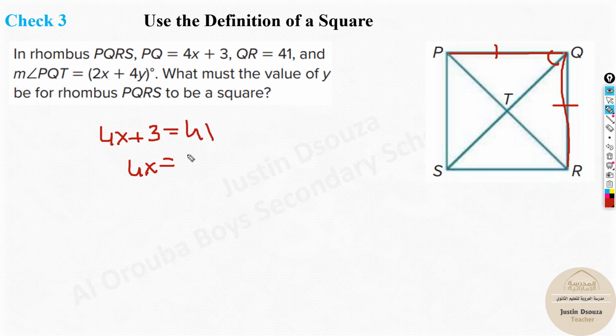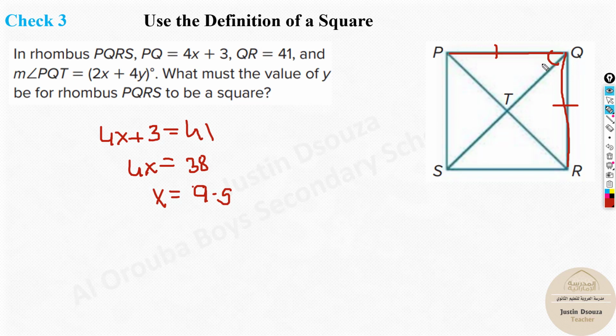4x equals 41 minus 3, it will be 38. Divide both sides by 4. x will be 9.5, I believe. Yeah, it's very close to 9, yeah, 9.5. So now x is 9.5. What about this y? Let's see now about y. Okay, see, I forgot to read this. What must be the value of y if the rhombus PQRS is a square? That's what I was wondering.